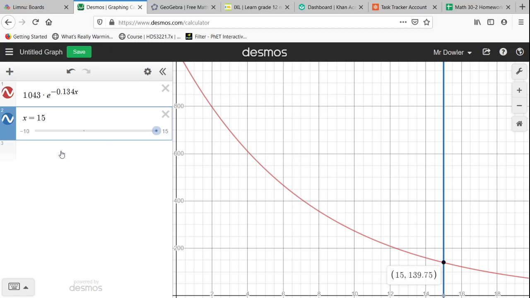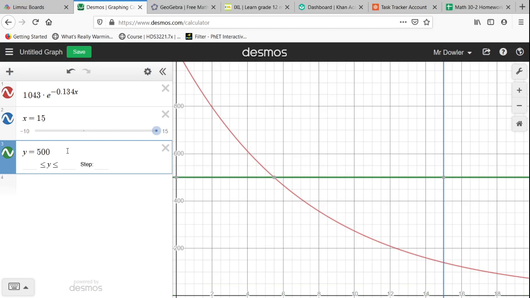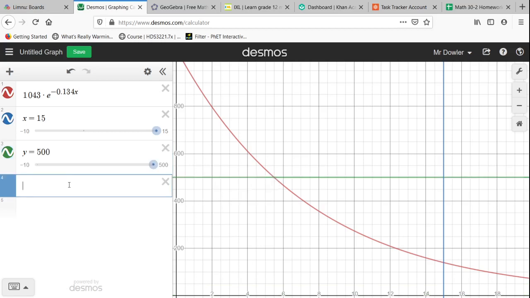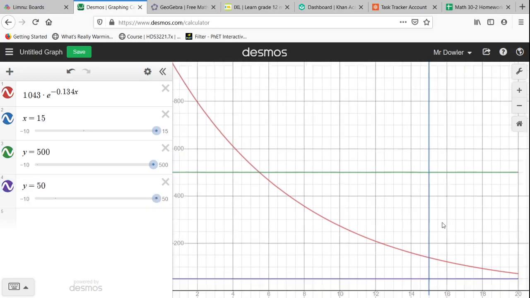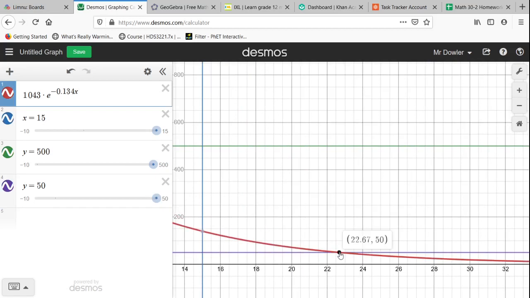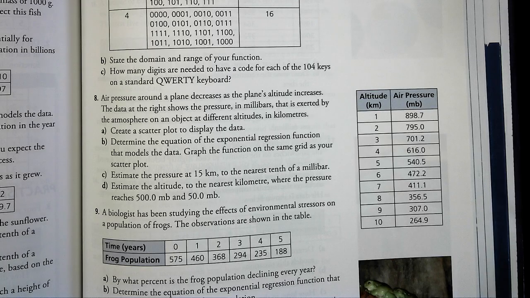And then we are looking to find the pressure when it reaches 500 and when it reaches 50. So there's our y equals 500 point. That's at about 5.5 kilometers. And it reaches 50 millibars past the end of this graph. So we're going to have to keep scrolling, which Desmos makes easy. So that's at about 22.7 kilometers above the Earth's surface. So that concludes assignment 8.